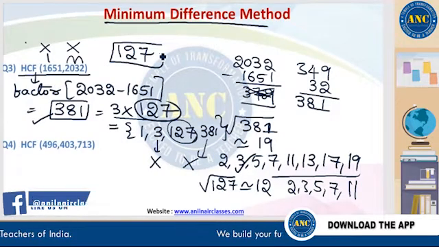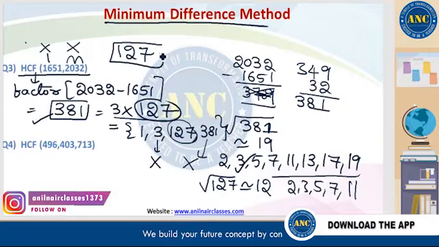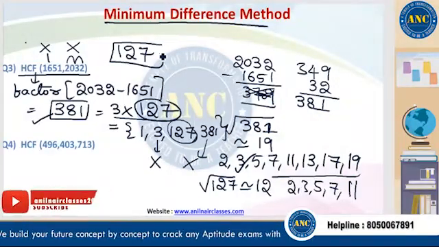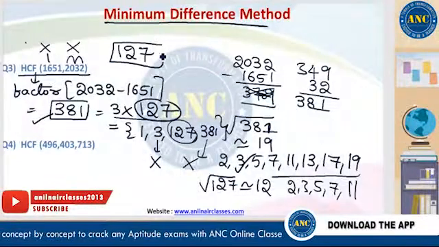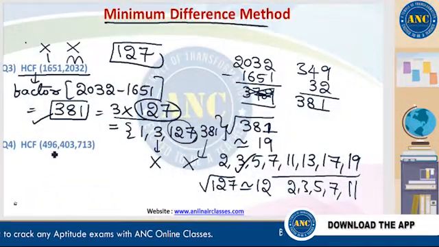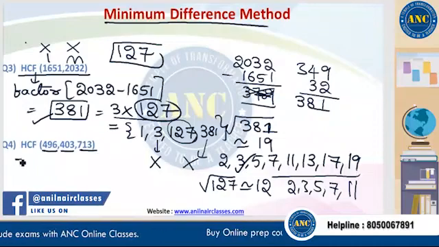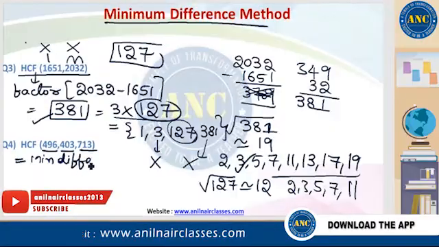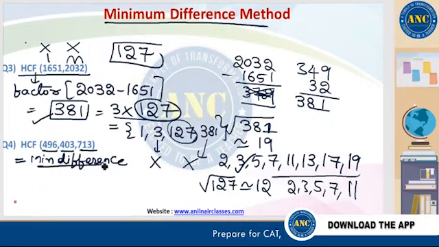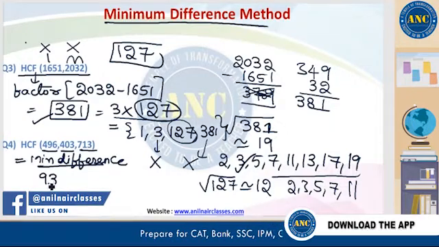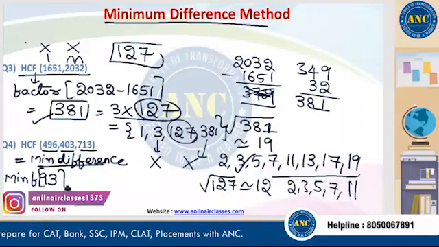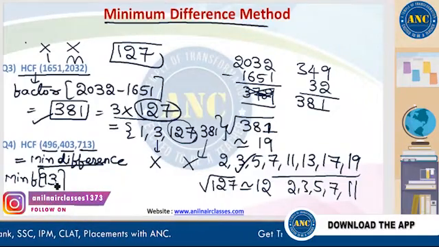Idea clear, right? HCF of any two numbers is a factor of their difference. HCF of any two numbers is an element in the set of factors of their difference. For 496, 403, 713, the answer is nothing but the minimum difference. We have to take the minimum difference. For 496 and 403, the minimum difference is 93. The answer is an element in the set of factors of 93.